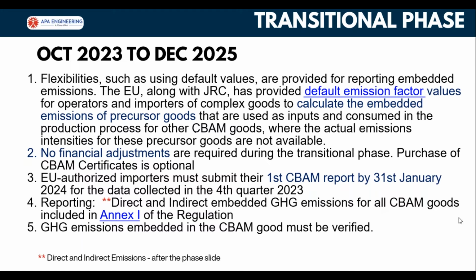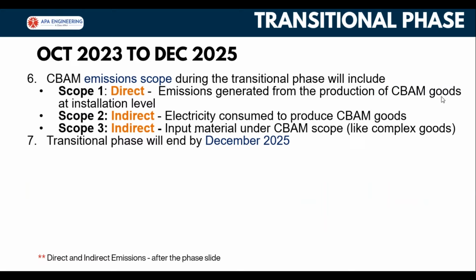Moving over. In depth, we can see what emissions will be included. So you have scope 1, scope 2, and scope 3. In scope 1, you have the direct emissions generated by the production of any goods that are covered under Annex 1. And then you also have your indirect, which is the electricity that you're consuming to produce your good. And you also have indirect emissions from any input material that comes under the CBAM scope, any input material or a precursor, that's what we call it. So that will also be included under the indirect emissions. So these are the emission scopes that are covered, and the transition phase is set to end by December 2025.